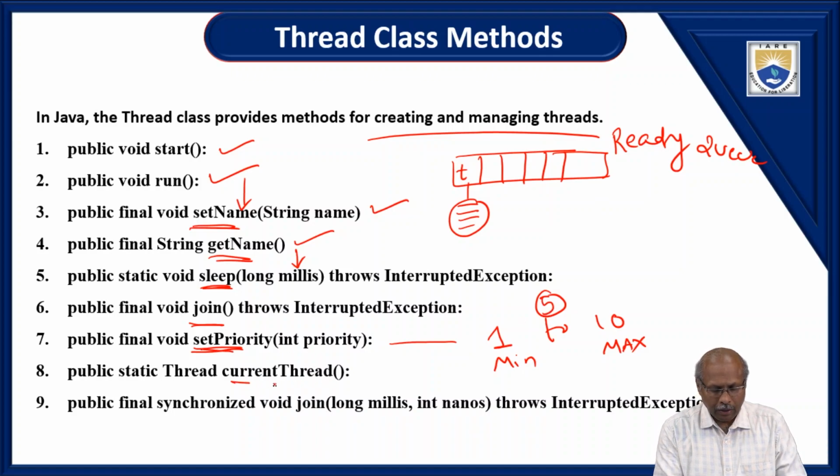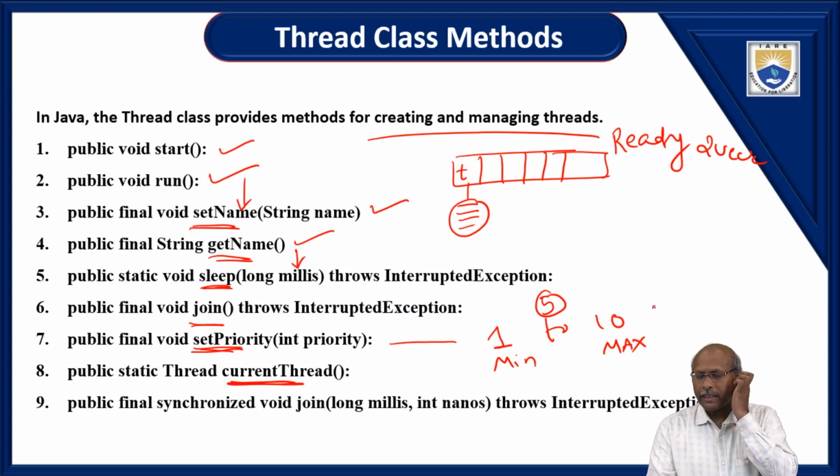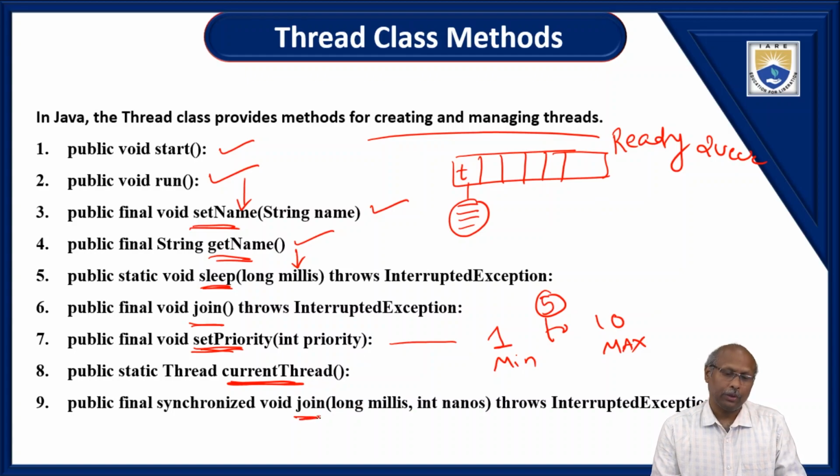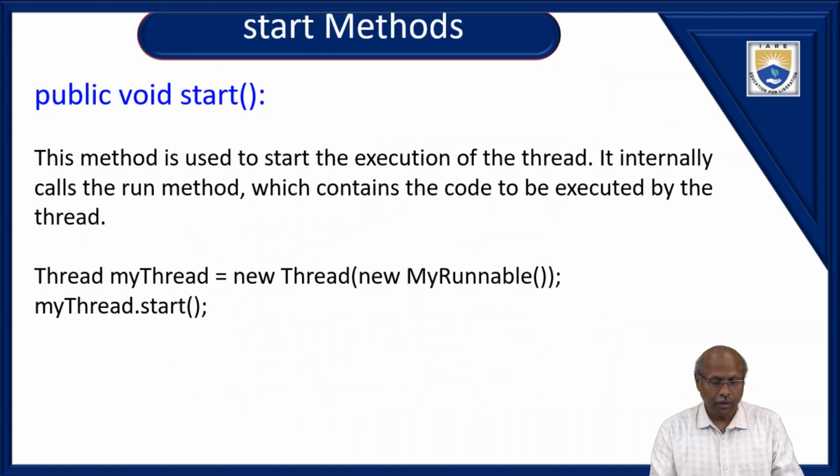Similarly, there is one more method called currentThread. It gives you the current thread reference, because every program is one type of thread only. To get its thread object, you can call the currentThread method. Similarly, there is one more variant of the join method. You can join in terms of milliseconds and nanoseconds also. That means how much time I should wait. Now we'll see them one by one.